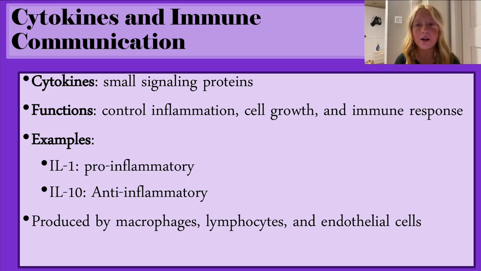Some cytokines are pro-inflammatory, like interleukin-1, which will recruit immune cells to infection sites, but others are anti-inflammatory, like interleukin-10, which helps prevent tissue damage. So these signals help ensure the immune system responds and keeps a good balance in controlling inflammation, keeping everything controlled as well.